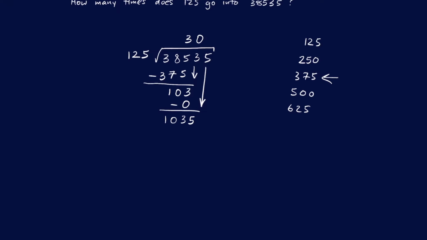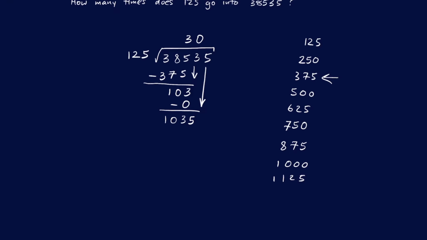And now this is where our multiples are going to come in handy, because now we need to figure out how many times 125 goes into 1035. So we can keep writing down the multiples of 125 since we're not there yet. So the next multiple is 750. The next multiple past 750 is 875. And the next multiple is 1000. Then after that, it's 1125. So now that we have the first couple multiples of 125, we can figure out how many times 125 goes into 1035.